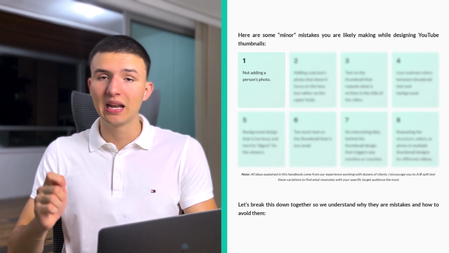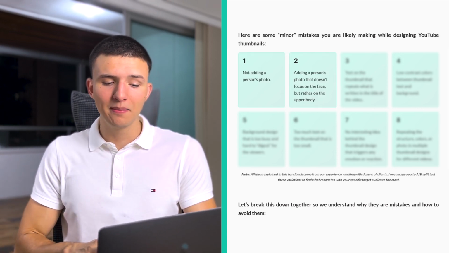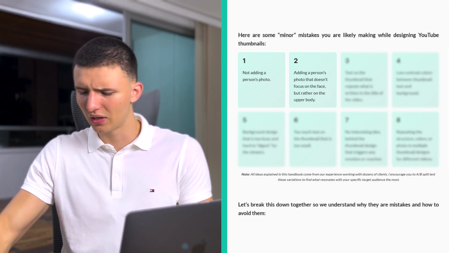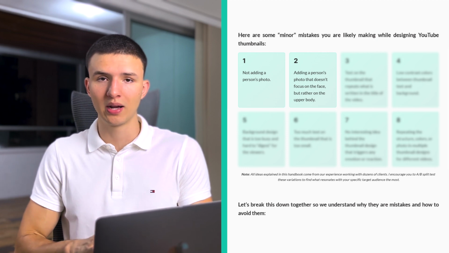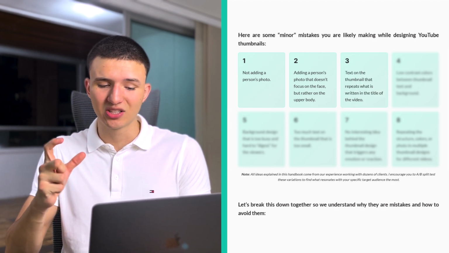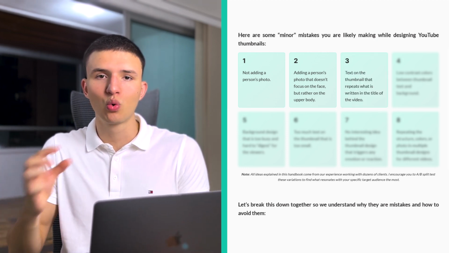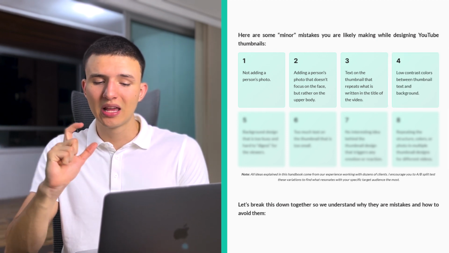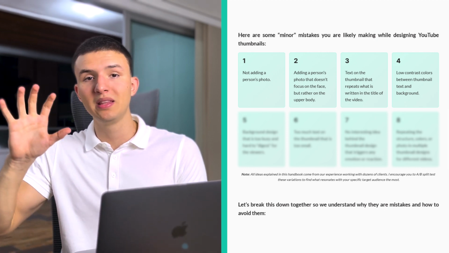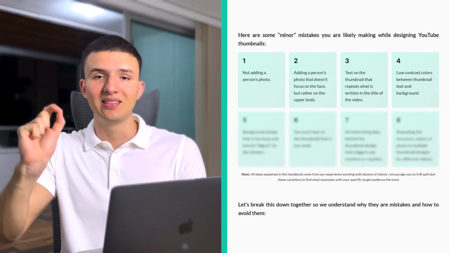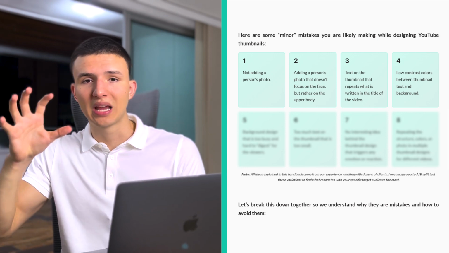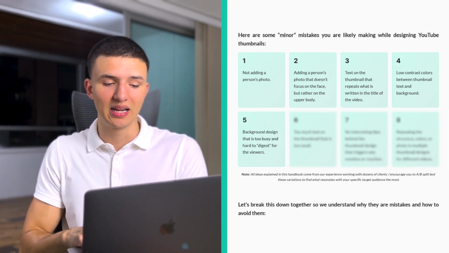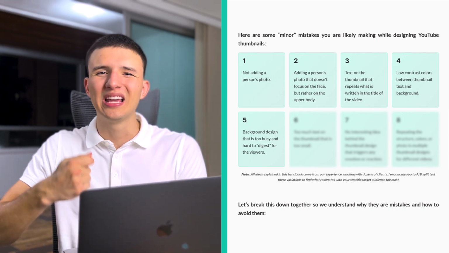First of all, not adding a person's photo. Second of all, adding maybe a person's photo on the thumbnail that doesn't focus on the face, but rather the whole upper body or the whole body, right? The third minor mistake is that the text on the thumbnail basically repeats what is written in the title. The minor mistake number 4 is that there are low contrast colors between maybe the thumbnail design background and the text that you added to that thumbnail. The number 5 is that the background design is too busy and hard to digest for the viewers.